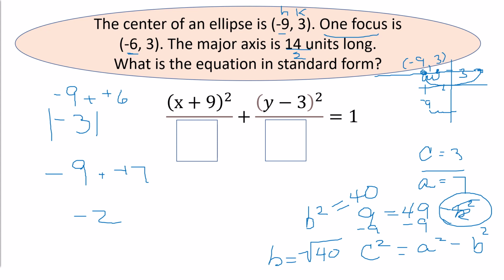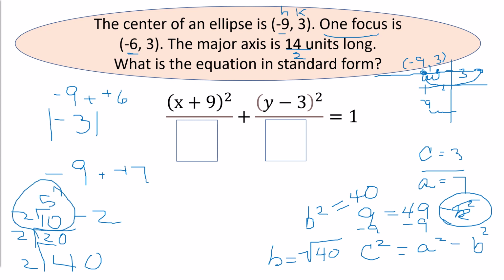Let's see if we can simplify that. All right, let's take 40, and we're going to divide by 2, and we get 20. Divide by 2, and we get 10. Divide by 2, and we get 5. So we can't take out the 2 times the 5. We can't take out the 10, but we can take out a pair of 2s. So this is 2 times the square root of 10. And that is B. B is equal to 2 square roots of 10.